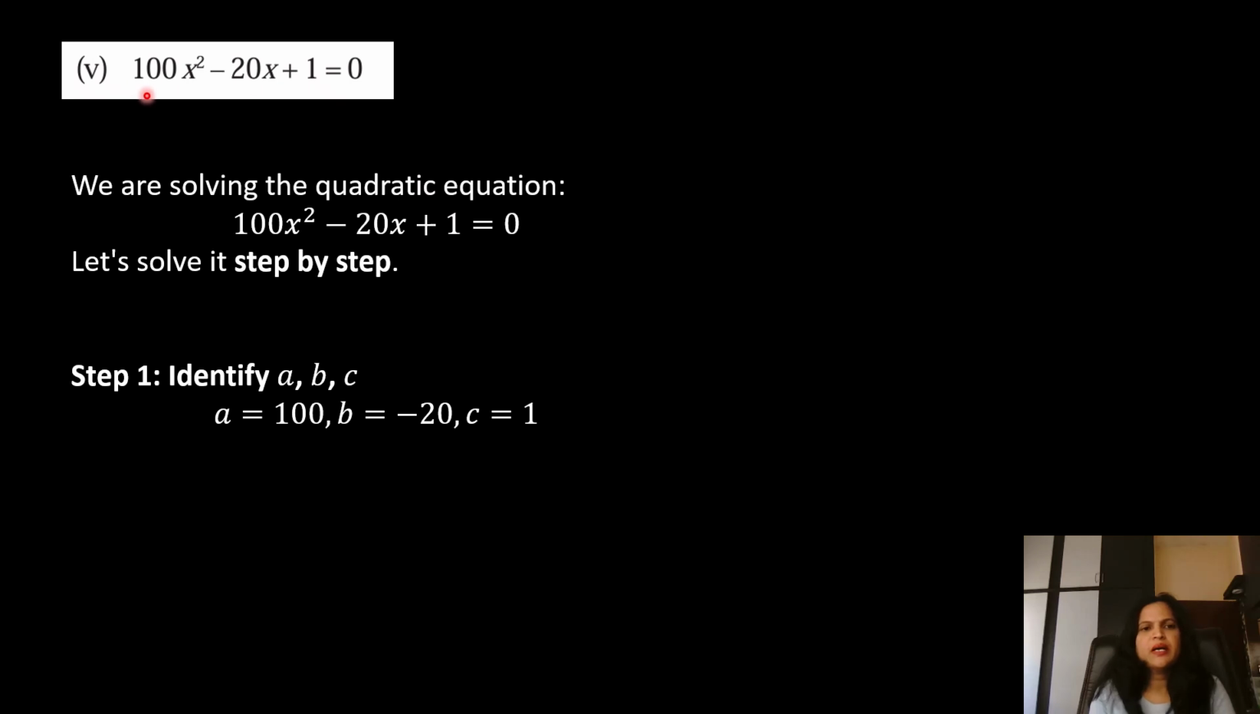Fifth sum, 100x square minus 20x plus 1 equal to 0. So solve this quadratic equation. Step 1, identify a, b, c. Coefficient of x square, a is 100. Coefficient of x, that is b equal to minus 20. C equal to 1. You identify the coefficients, then you know the formula.